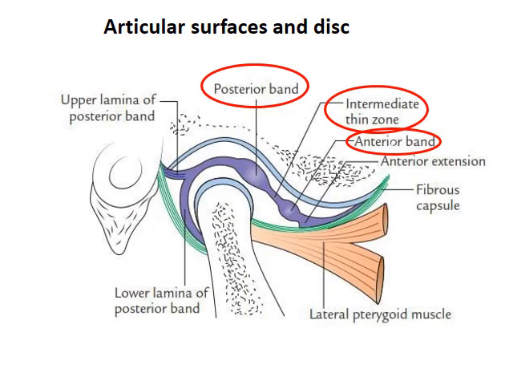In this picture it will be more clear to you. So this is how the disc is. Intermediate zone is there, anterior band is there, then we have posterior band which is divided into two parts. First, upper lamina of posterior band is connecting to the auditory canal, and the lower part is going to connect to the ramus. Okay, lower lamina. And further disc is also attached to lateral trigoid muscle.